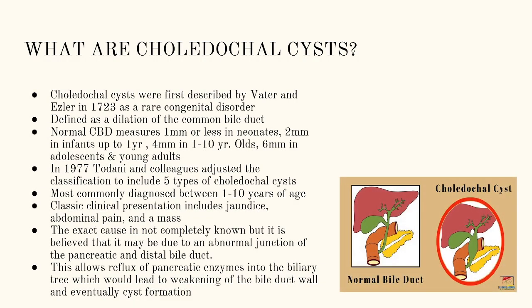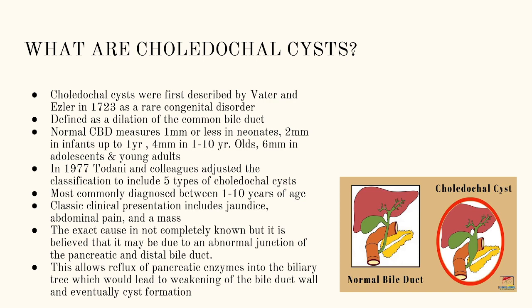Choledochal cysts were first described by Botter and Esler in 1723 as a rare congenital disorder. They are further defined as a dilation of the common bile duct, or CBD. The normal CBD measures 1 millimeter or less in neonates, 2 millimeters in infants up to 1 year of age, 4 millimeters in 1 to 10-year-olds, 6 millimeters in adolescents and young adults. In 1977, Todani and colleagues adjusted this classification to include 5 types of choledochal cysts.